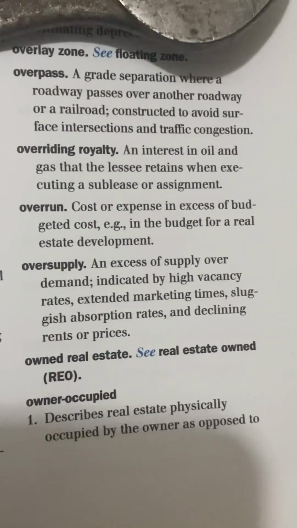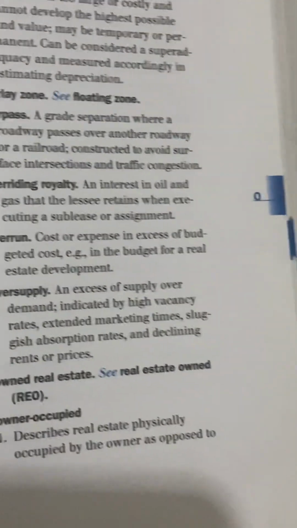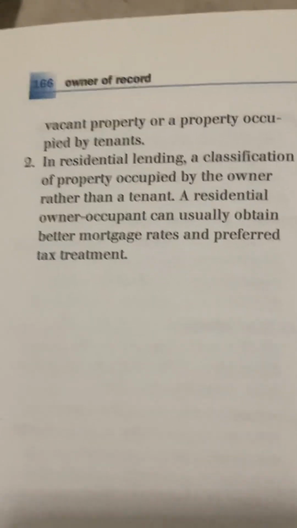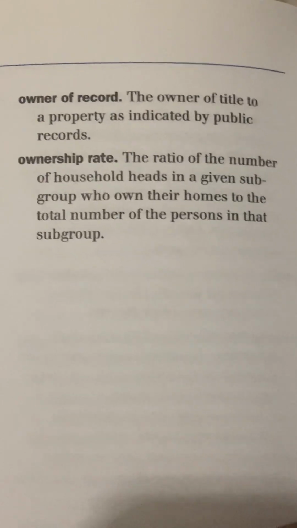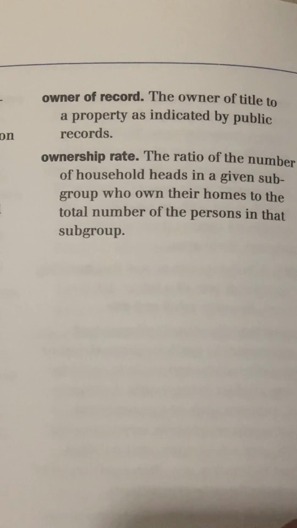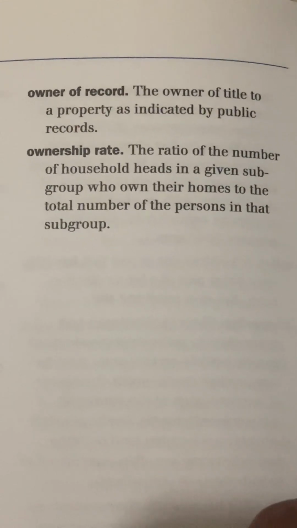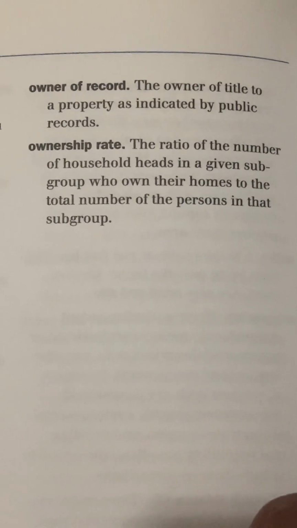Owner occupied, number 1, describes real estate physically occupied by the owner as opposed to vacant property or a property occupied by tenants. Page 166. Owner occupied, number 2. In residential lending, a classification of property occupied by the owner rather than a tenant. A residential owner-occupant can usually obtain better mortgage rates and preferred tax treatment. Owner of record. The owner of title to a property as indicated by public records. And lastly, ownership rate. The ratio of the number of household heads in a given subgroup who own their homes to the total number of the persons in that subgroup.